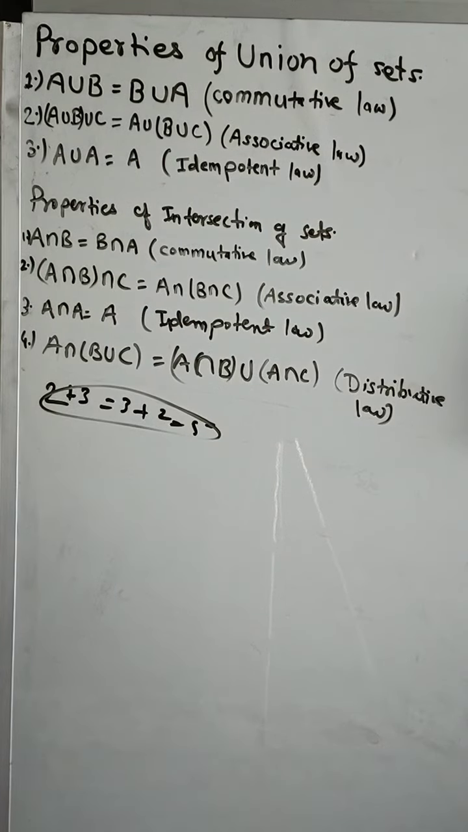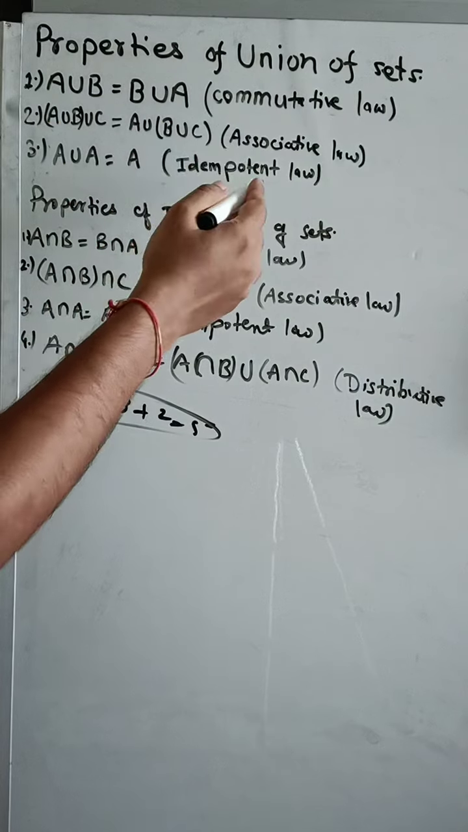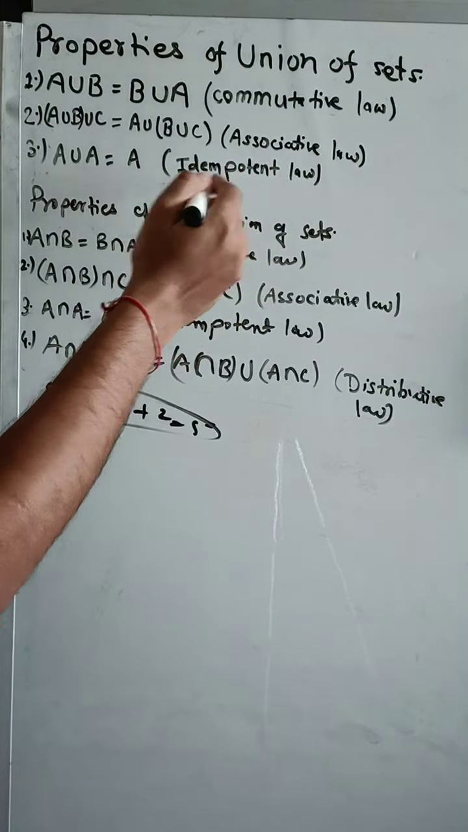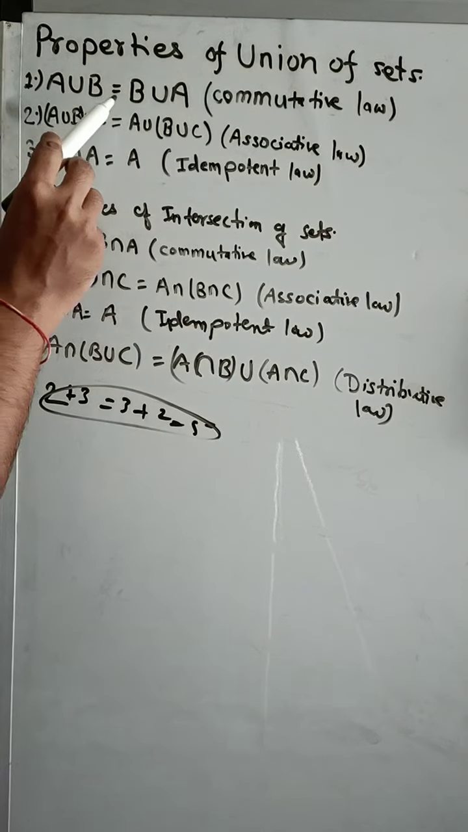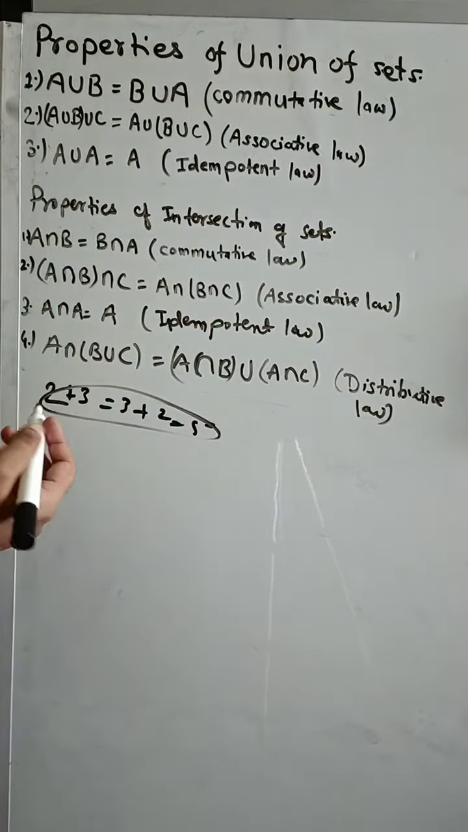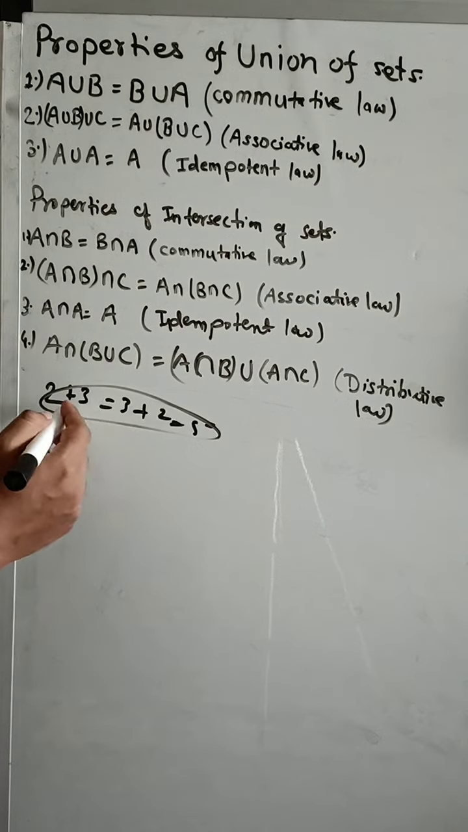In your higher studies, you will come across these properties in other topics of mathematics as well, like in binaries, and also in discrete mathematics. So if you understand this now, it will be more useful later on. So A union B equals B union A, it's the commutative law. It's similar to 2 plus 3 equals 3 plus 2, a simple one.